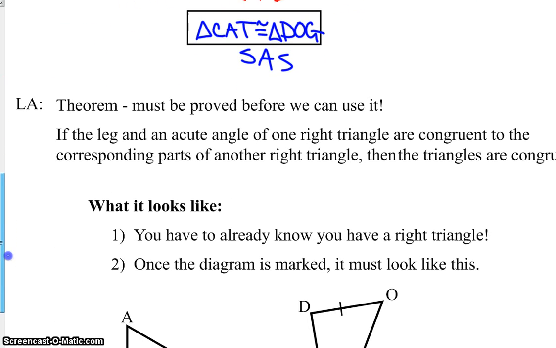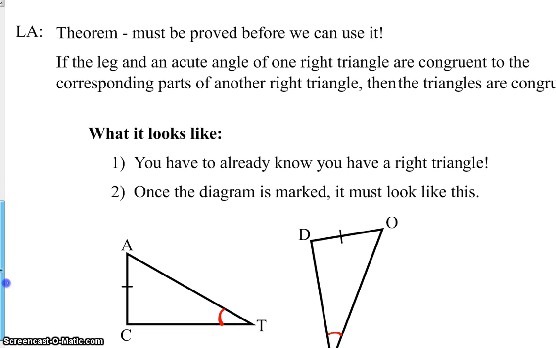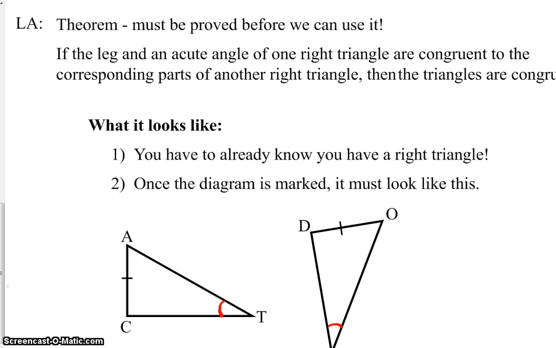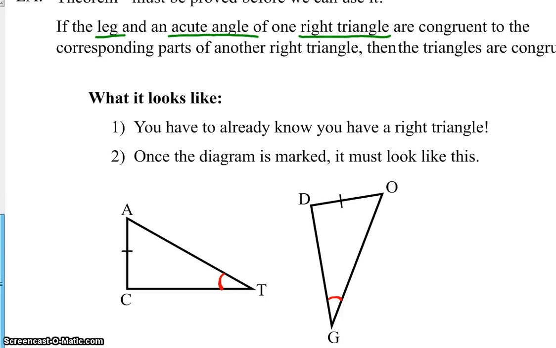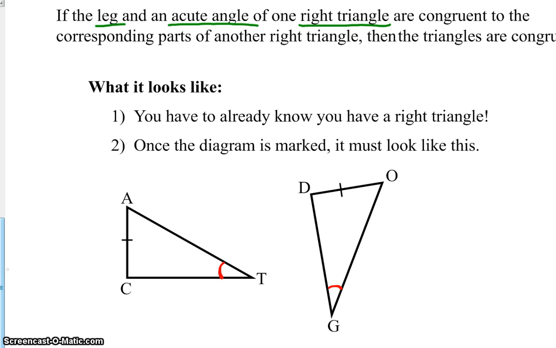It's called the LA theorem, and again, a theorem, we have to prove it before we can use it. Notice the parts on this one are a leg and an acute angle. It cannot be the right angle. It has to be an acute angle of one right triangle congruent to the corresponding parts of another right triangle. Then the triangles are congruent. Again, we have to know we have a right triangle to start with, and here's what it's going to look like.